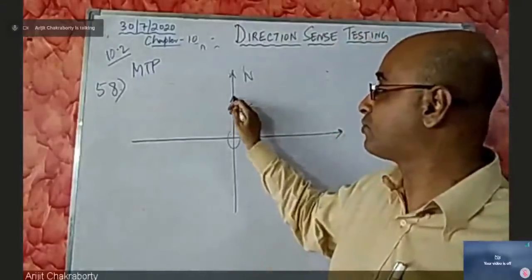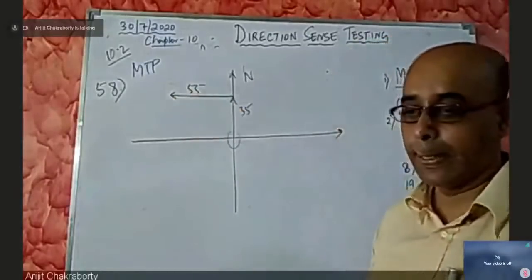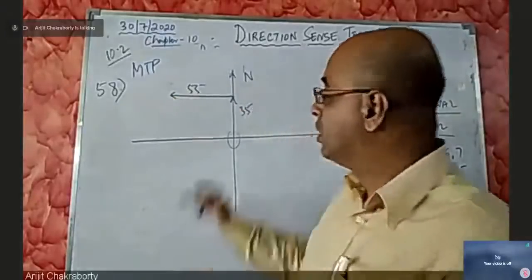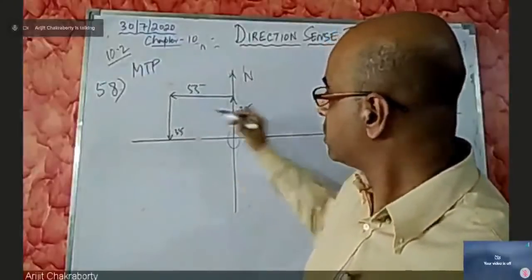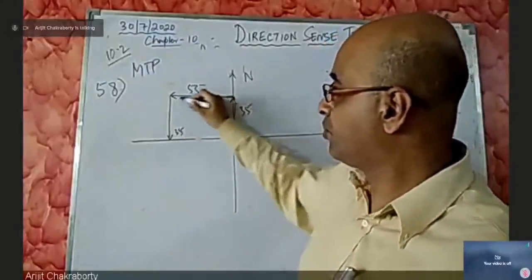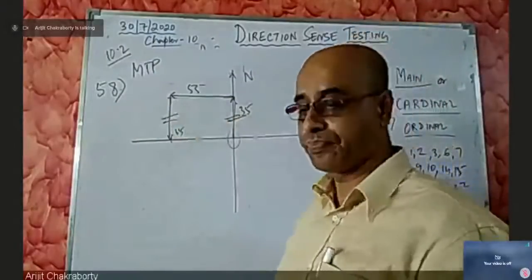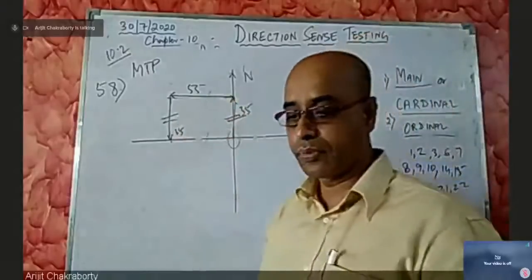From here, turning left, 55. He again turns left and walks 35. So this is 35, 55, 35. So now it's a rectangle. These two sides are same. If these two sides are same, this is also same.